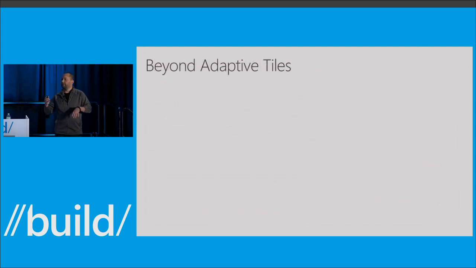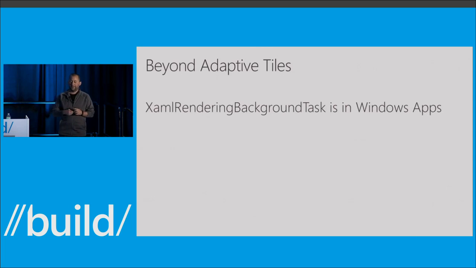And I want to talk a little bit about beyond adaptive tiles as well, because like I said, we're talking to you about stuff that's not just from right now, it's from coming soon as well. And so this is, I call this my breaking into jail slide, because I feel like I'm going to get these questions at the end of the talk anyway, so I wanted to just kind of get this stuff out there. One great new thing that's coming that's going to be really helpful is something called XAML rendering background task. Now, this existed in Windows Phone 8.1, but it's never existed in desktop. It now exists for anything that's a universal Windows app.